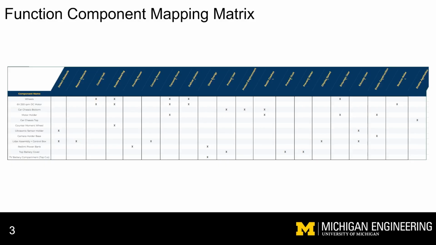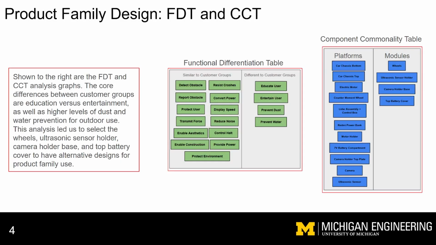After comparing the functions on our FAST diagram with our different customer groups, the core differences lie in the education and entertainment, as well as higher levels of dust and water prevention for outdoor use. This led us to select the wheels, ultrasonic sensor holder, camera holder base, and top battery cover to have alternative designs for product family use.